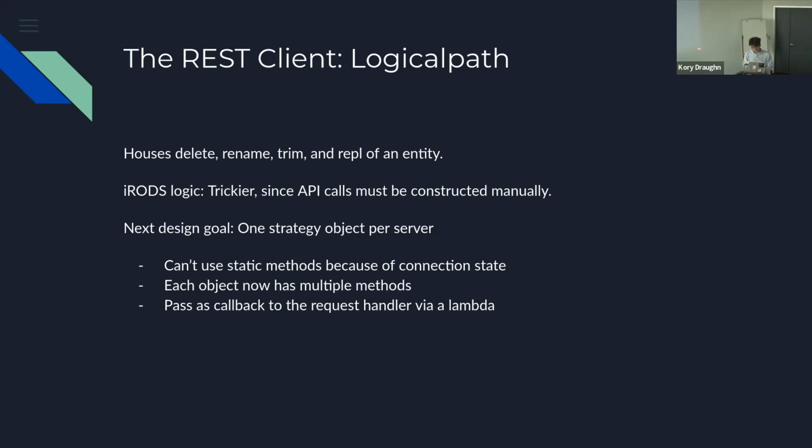And then the next design goal was that we had servers using multiple strategy objects, and we wanted to collapse those into one strategy object so that the server didn't have a ton of unnecessary classes that it had to hold state for. That said, we couldn't use static methods because the connection to the iRODS server requires a connection pool, which is stateful. So we needed to keep track of something. Each object now has multiple methods. They're called dispatchers, though that's probably not the best name. And they're passed to the request handlers via Lambda functions.